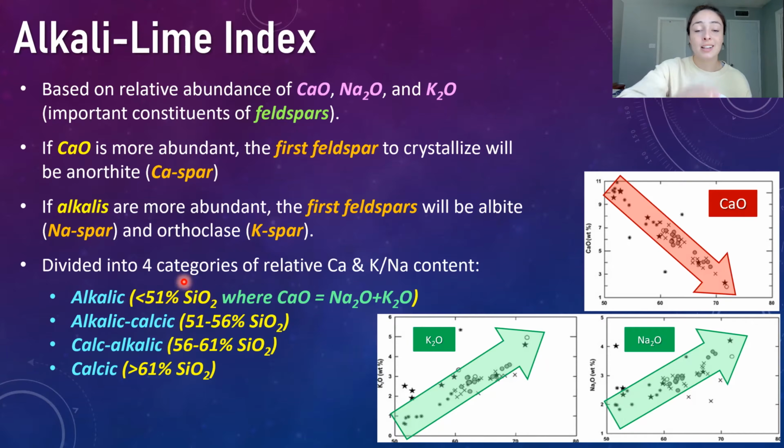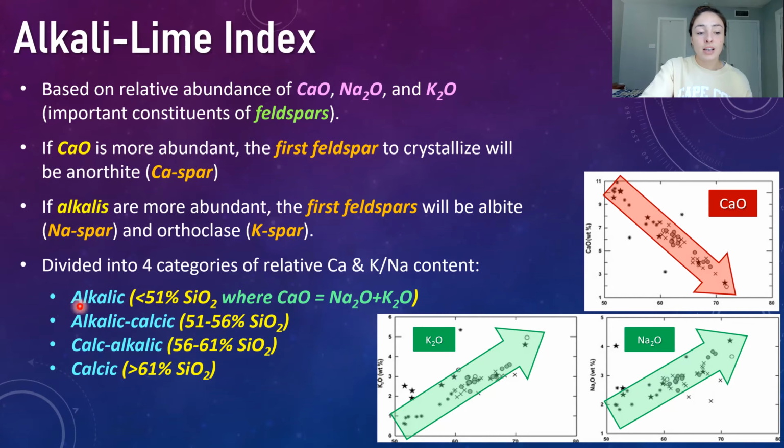And if it's less than 51% silica, so if those curves intersect on the x-axis where it's less than 51% of silica, so on these it would be like way over here on the lower side of the silica content on the graph, that would be an alkalic rock, and that would basically mean it's more abundant in alkalis than it is in calcium.